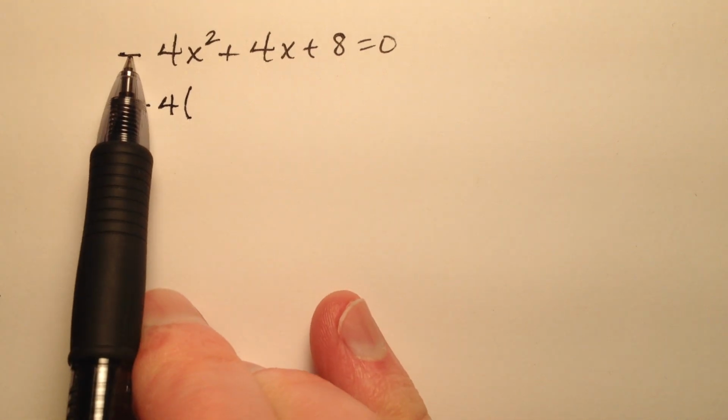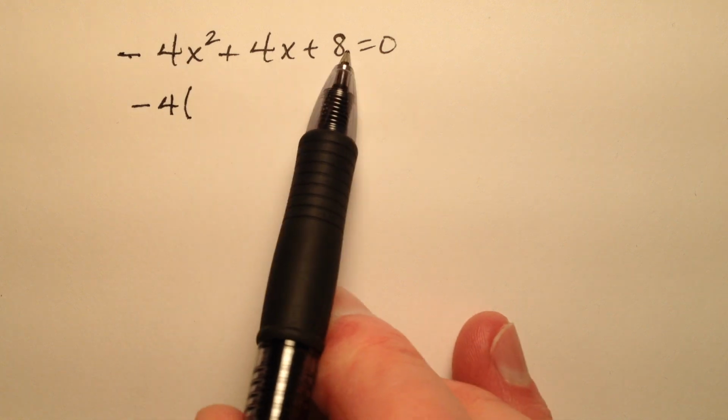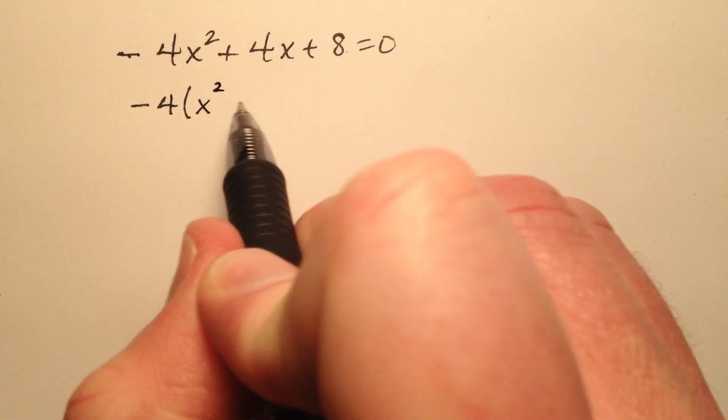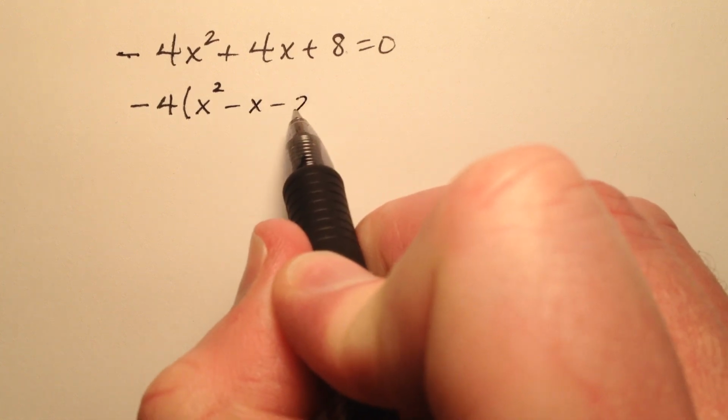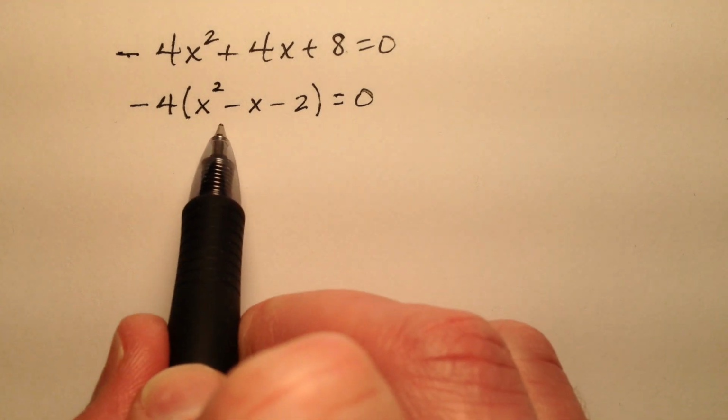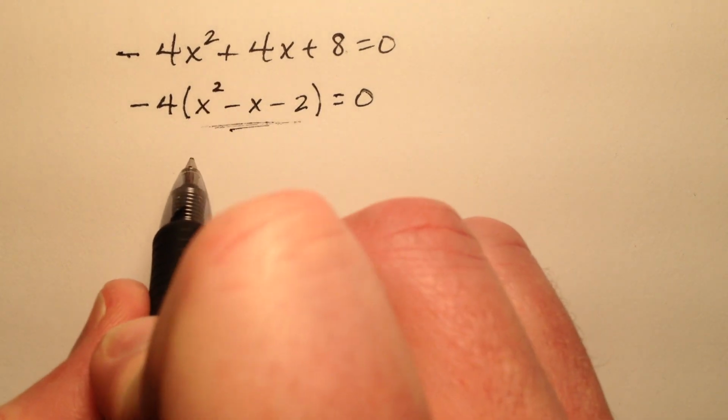it looks like I can pull out a negative because my leading coefficient is negative, and also a 4 since all of my terms are divisible by 4. So I'm going to go ahead and have x squared minus x minus 2 left over. So I'm going to factor what's left in here.